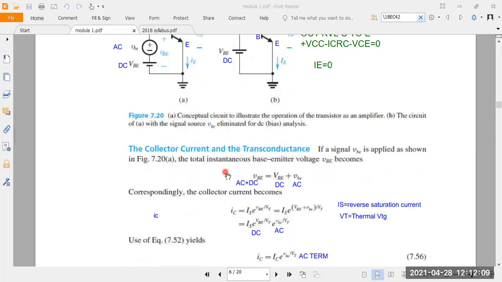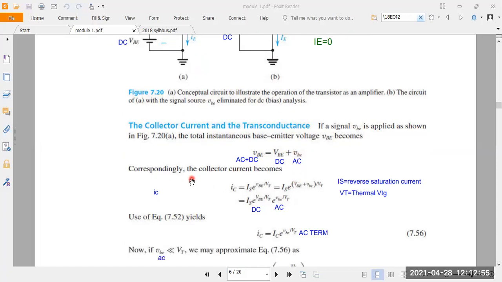First, take VB. See here, they have written VB in the form of small and caps. They have written small v and caps VB, right? We are writing the total base to emitter voltage, that is small v and caps V, caps B. We are writing the total voltage across the base emitter. That should be equal to what here? DC voltage and AC voltage. DC means caps VB, AC means small vb.